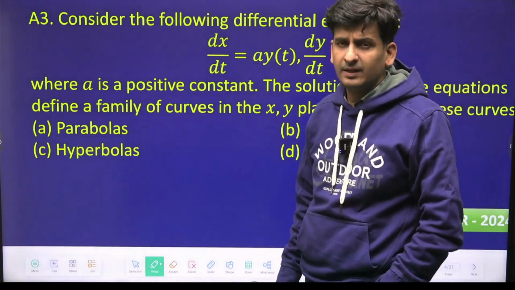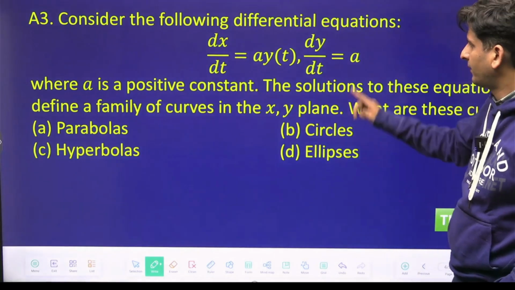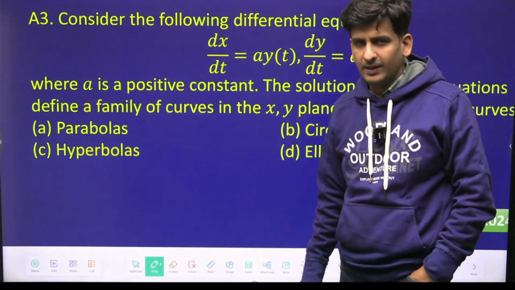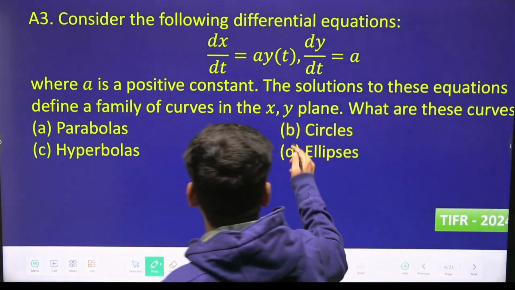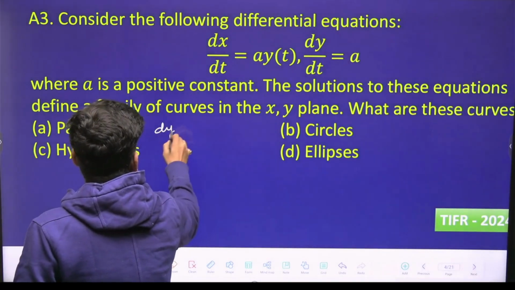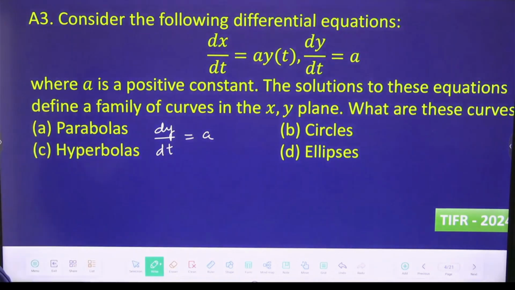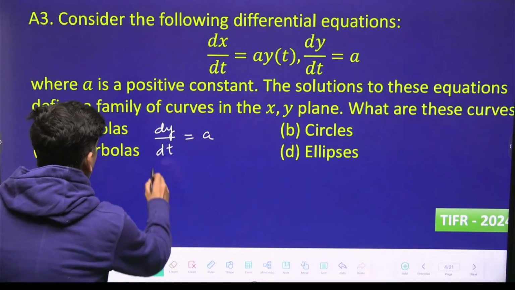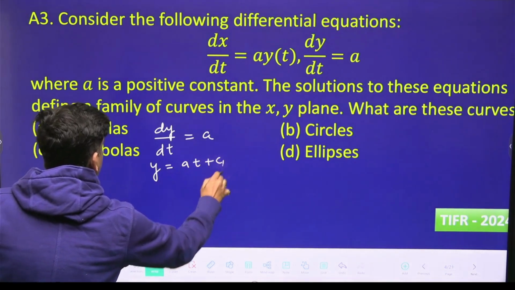So in fact you should know that if we want to write the family of curves, so finally we have to replace time. Okay, it should be in x and y. Okay, so let us do that. So our first equation is dy by dt is equal to a. Okay, this is our first equation, and y will become, if I integrate, it will become at plus c1, correct?